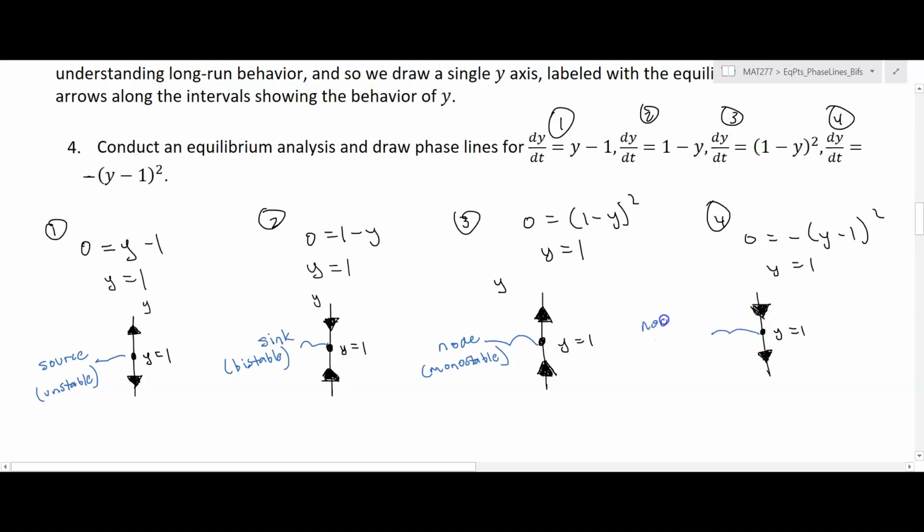So you have two types of nodes. Nodes just mean that on both sides of the equilibrium, the arrows point in the same direction. So again, this just tells us what's happening to y over time. We don't actually have time in these equations. We don't know how long it's going to take. For example, in example 4 here, we don't know how long it's going to take if y starts off as a half, how long it's going to take to get to negative 500. This is purely a qualitative analysis.